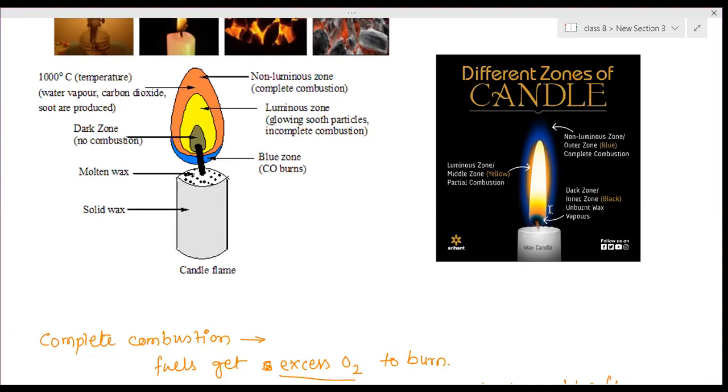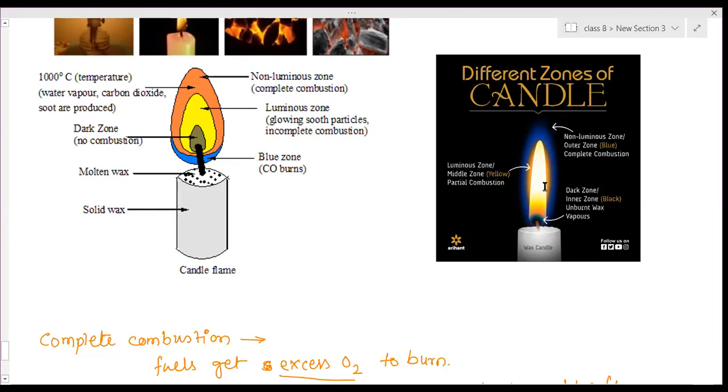Is it clear? Yes, ma'am. Now the inner one is the yellow zone. This yellow zone is a luminous zone because it is producing light energy. This inner part, the middle part, is called the middle zone, and it produces light energy.